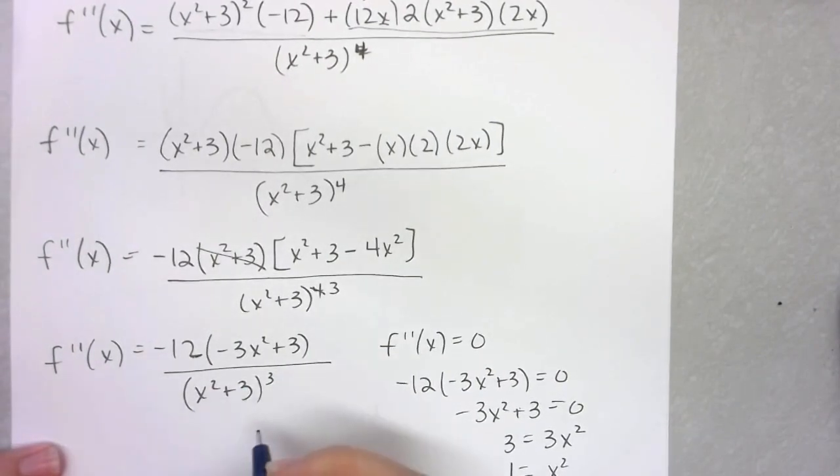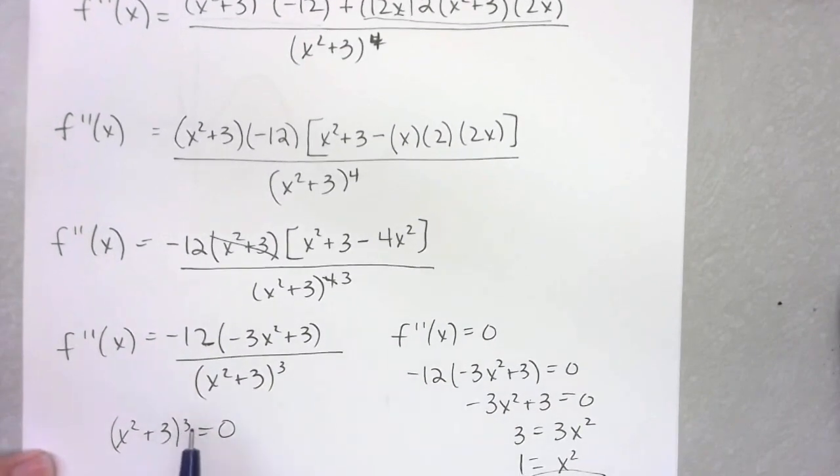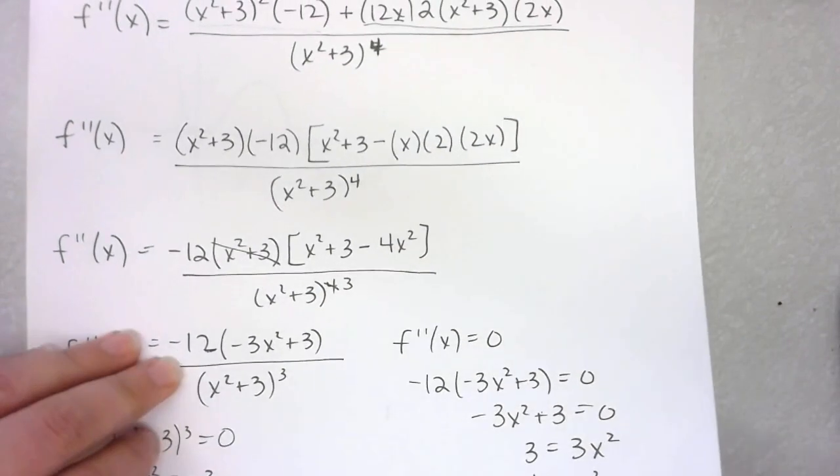Now, to find out where f double prime is undefined, do I have any critical numbers from the denominator? I would set the denominator, x squared plus 3 quantity cubed, equal to 0. This would be places where my f double prime is undefined. If I take the cube root of both sides, I get x squared plus 3, and then I move it to the other side and I get x squared equals negative 3, and I can stop. There's no solution here. So I just have these two critical numbers of my second derivative, which are 1 and negative 1.